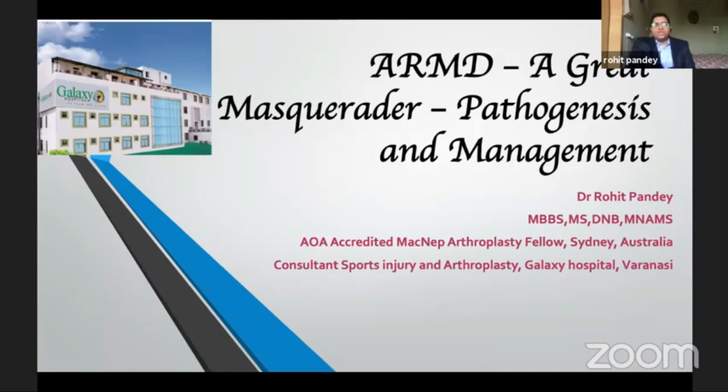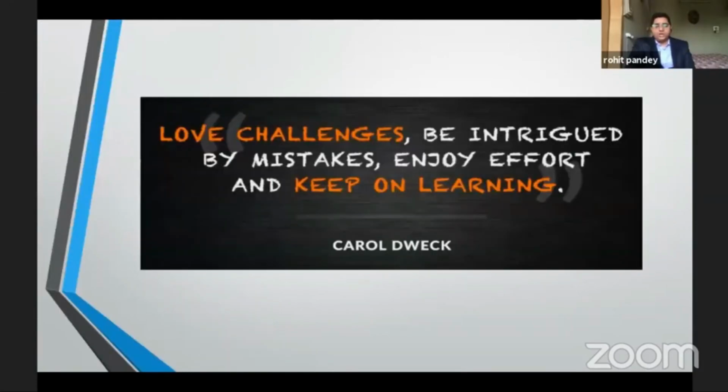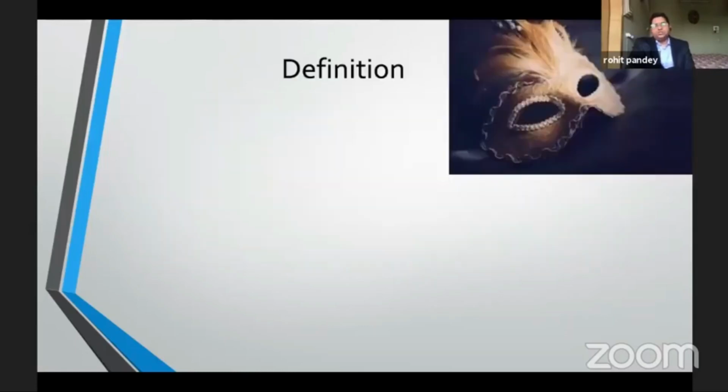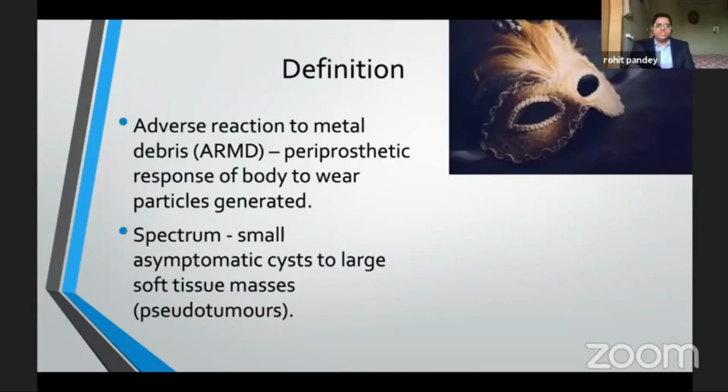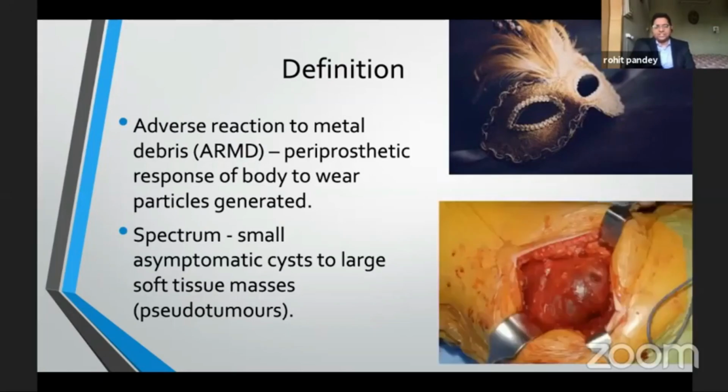So I'm going to speak on adverse reaction to metal debris, what its pathogenesis is, and how you can manage these cases. It's very important to love challenges in life and also keep on learning. By definition, what is adverse reaction to metal debris? It is the periprosthetic response of the body to the wear particles generated. It can have a spectrum from a small asymptomatic cyst to a large soft tissue mass, something like a pseudotumor.